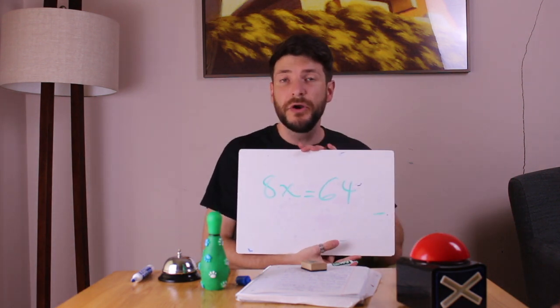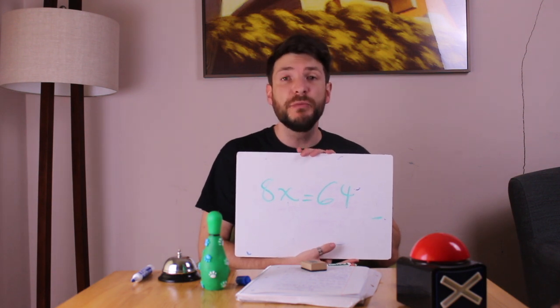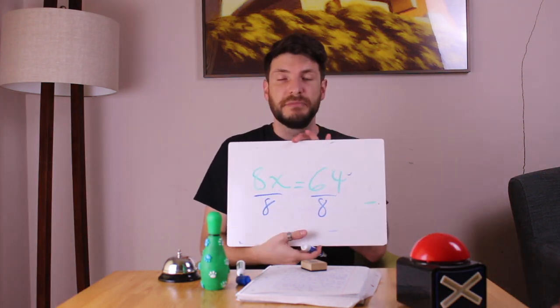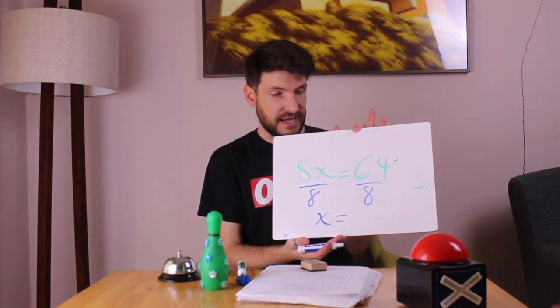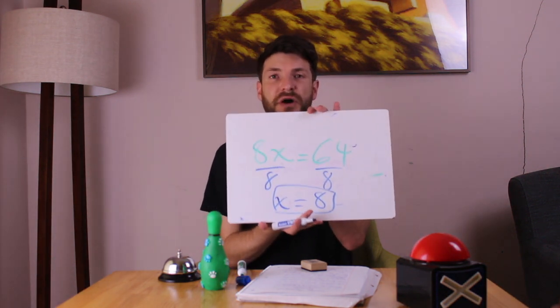8x equals 64. If you want full credit on your homework, which I hope that you do, you want to show me your work. Show me the division on both sides. Divide both sides by 8. Remember my golden rule. You're going to end up with 8 over 8, which is 1x, or just x, because 1 times x is x. And 64 divided by 8 equals 8. X equals 8. Use those inverse operations to help you solve the problem.